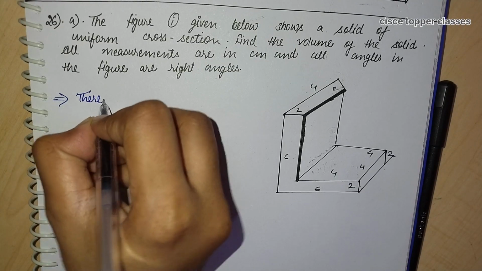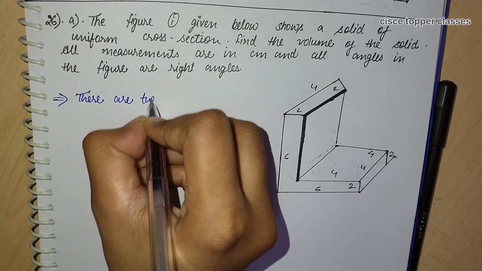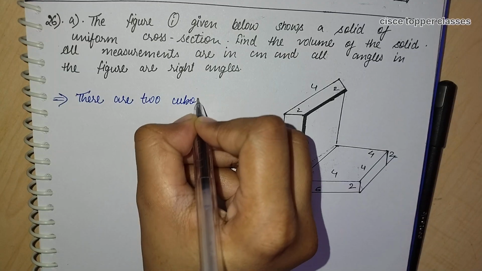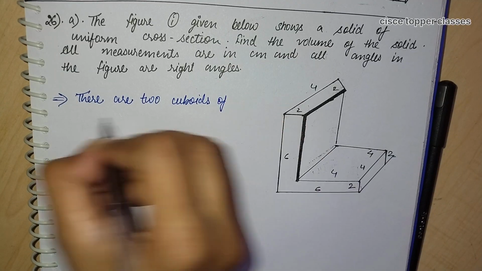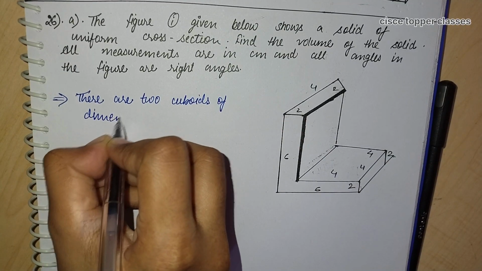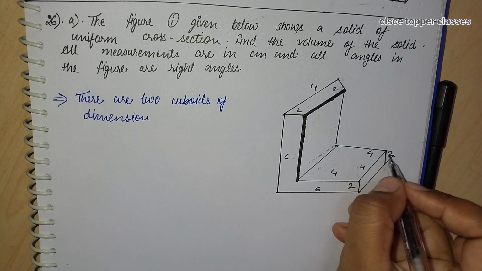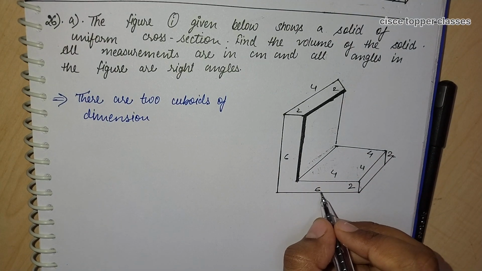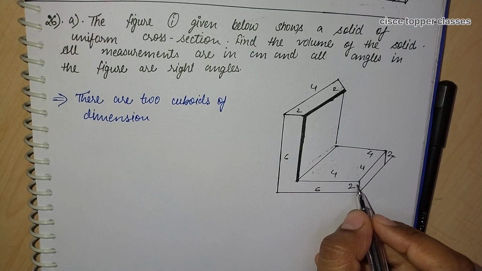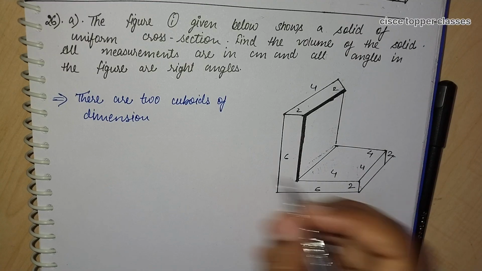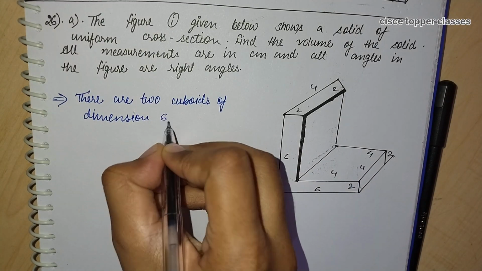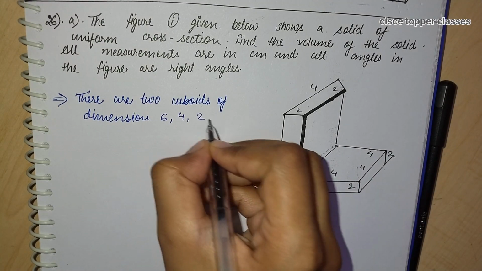So we can write there are two cuboids of dimension, we can write. Firstly, we will see this cuboid here in which length is 6, breadth is here 4, and height is 2. So this will be 6, comma 4, comma 2.